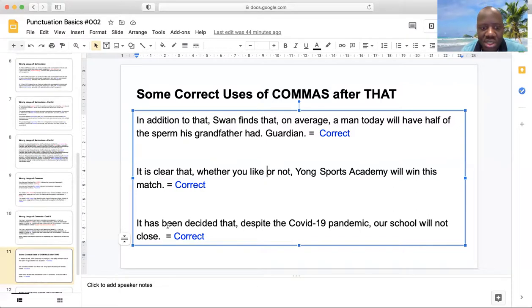So it will say something like, it has been decided that despite the COVID-19 pandemic, our school will not close. And if you remove "despite the COVID-19 pandemic", you will say that it has been decided that our school will not close. And so there will be no comma. Once you remove this from here, you will remove it together with the two commas.